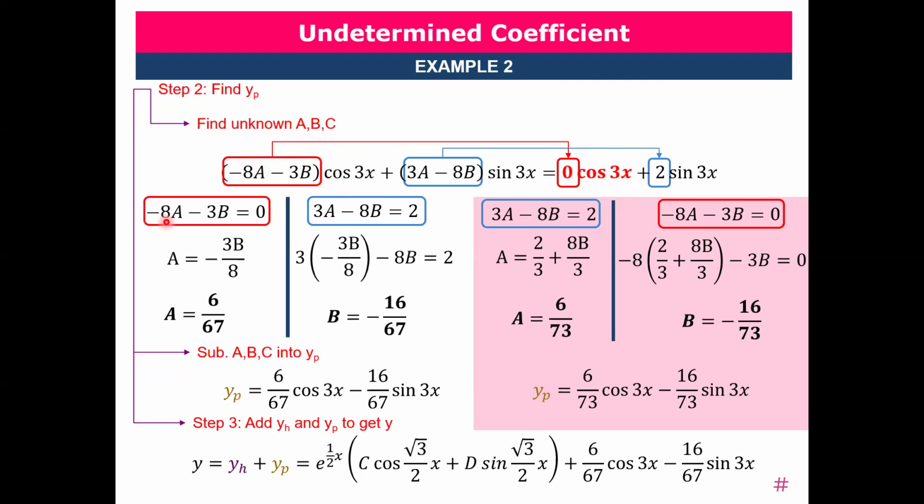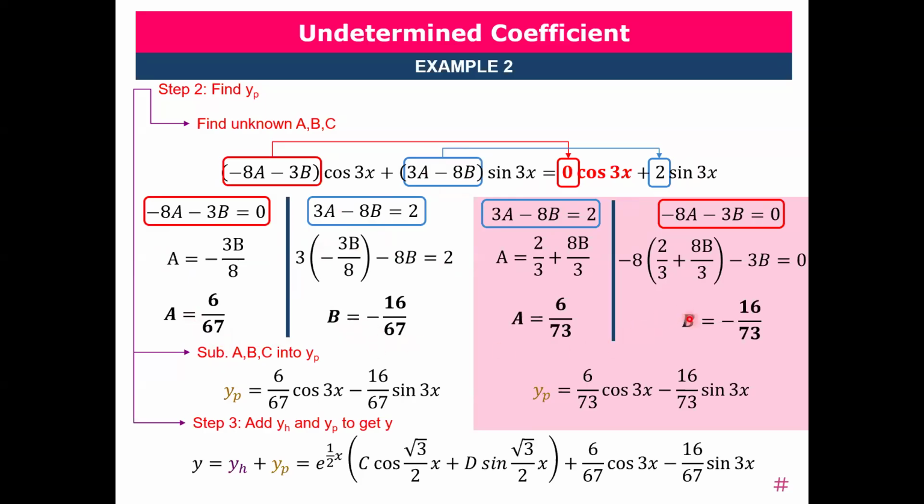All right. So negative 8a minus 3b equals 0 is our first equation. From this, we can find the equation of a, and from the sine 3x coefficient, we can get 3a minus 8b equals 2. Substituting, and finally, we will get a and b.